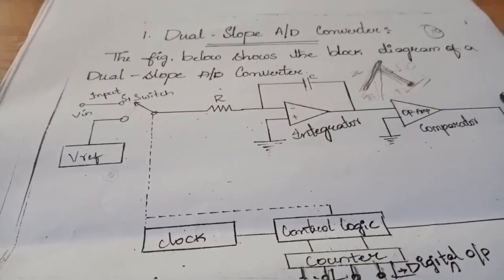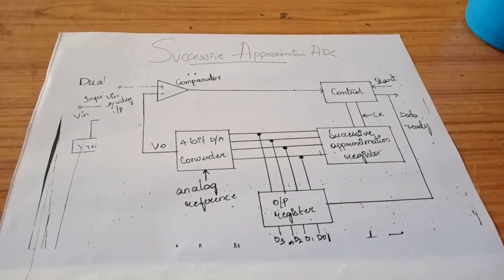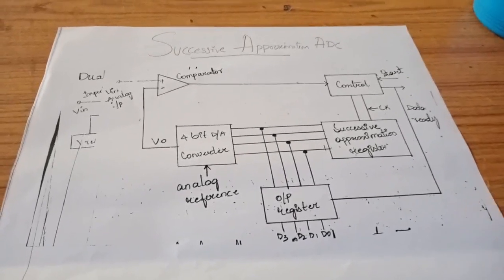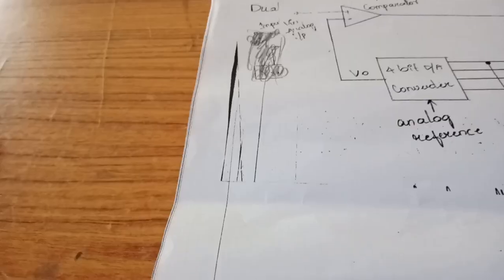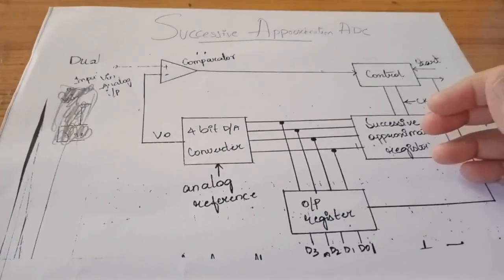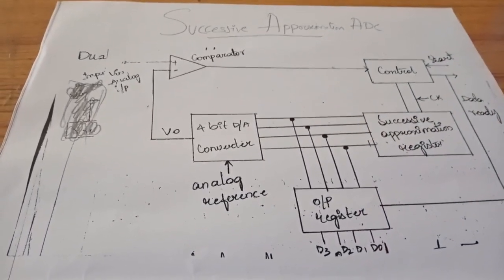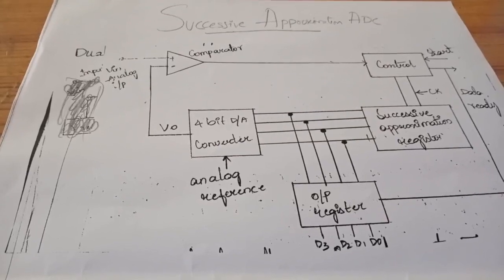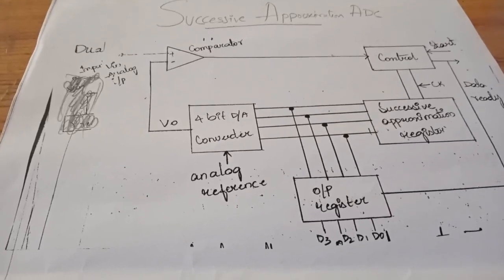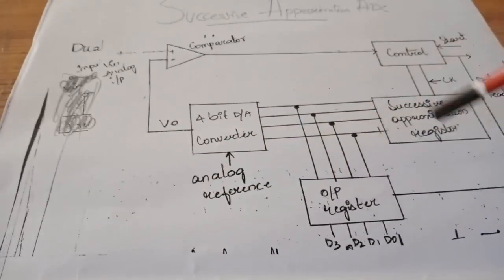Okay, now we will start the second method of A to D converter, the successive approximation method. What do you mean by successive approximation method? Successive means approximation of the analog input. This diagram consists of different blocks.